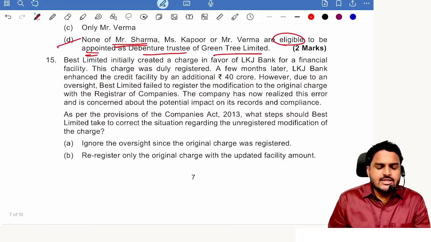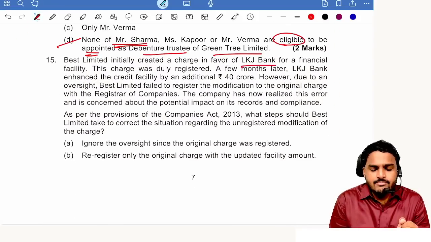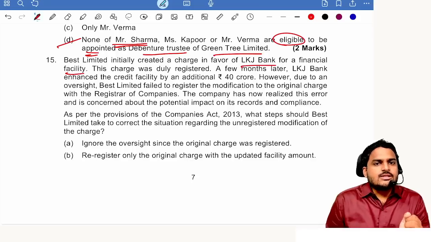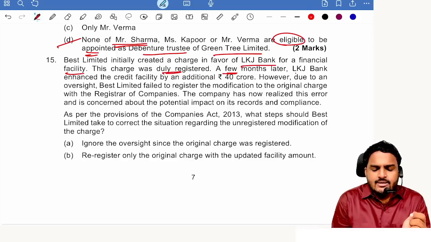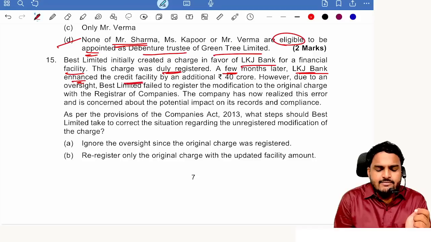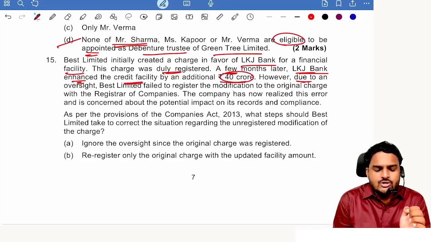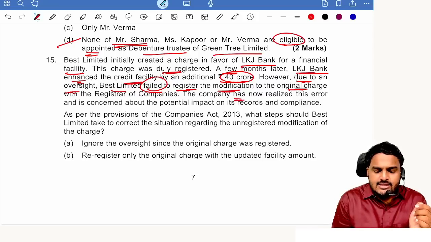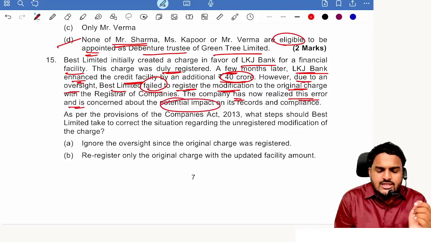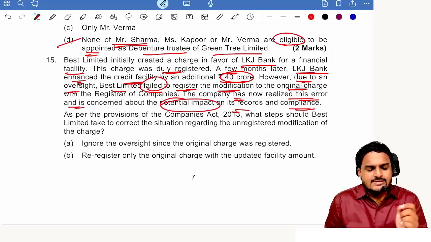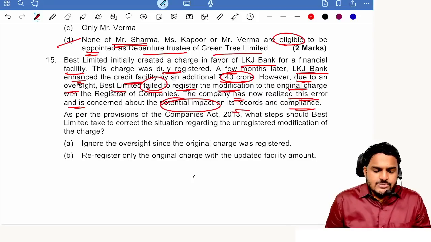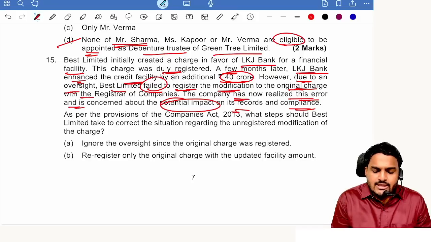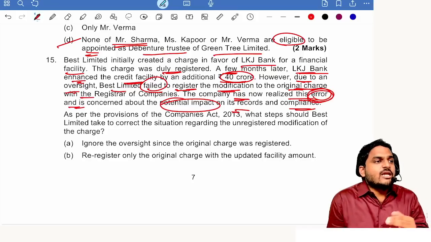Best Limited initially created a charge in favor of LKJ Bank for a financial facility. This charge was duly registered. A few months back, LKG Bank enhanced credit facility by additional 40 crores. However, due to an oversight, company failed to register modification to the original charge with the registrar of companies. Company has now realized this error and is concerned about potential impact on its records and compliances. So if you observe carefully, failed to register modification to the original charge with ROC, and company has now realized there is an error in previous filings.